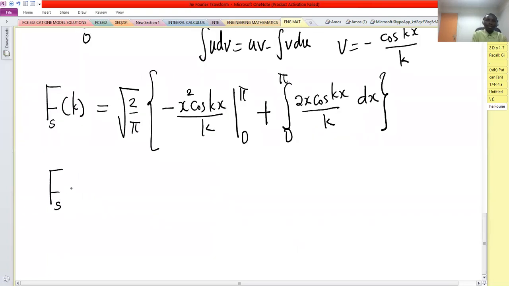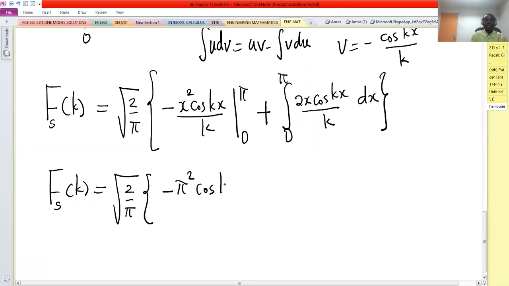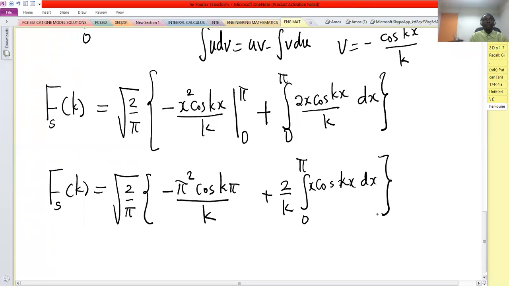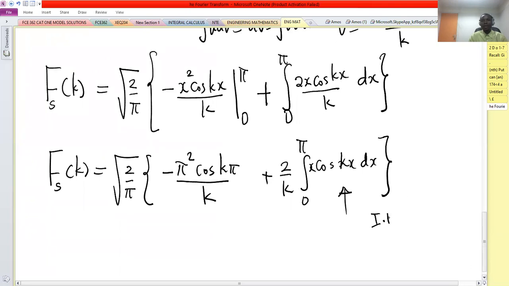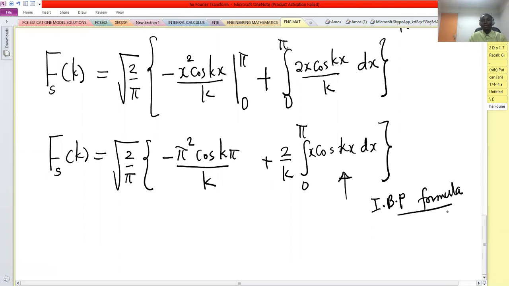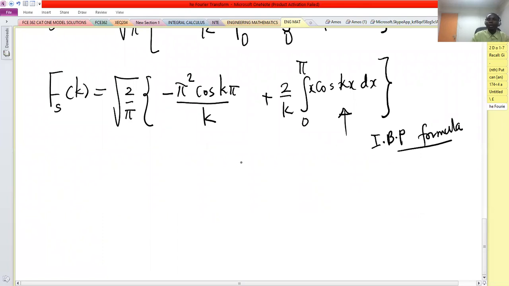Next, the Fourier sine transform is 2 over pi. When you put in the upper limit, we have minus pi squared cosine of k pi divided by k. The lower limit is 0, so it gives us 0. Then plus, I factor out 2 over k because they are constants, the integral from 0 to pi of x cos of kx dx. That's the next step. The only problem is at this point, so we also use the integration by parts formula. IBP means integration by parts formula; that's the notation I'm using. It may not be standard, but that's what I mean.